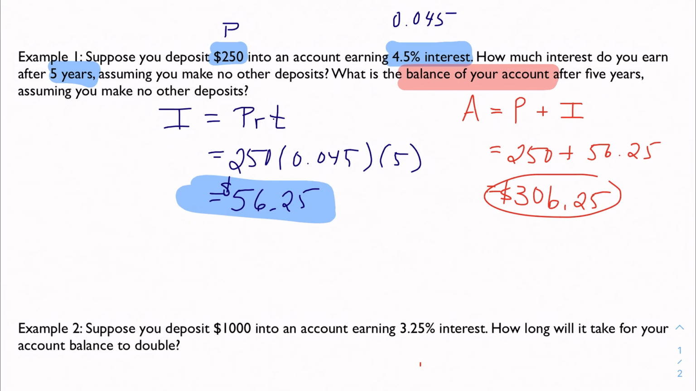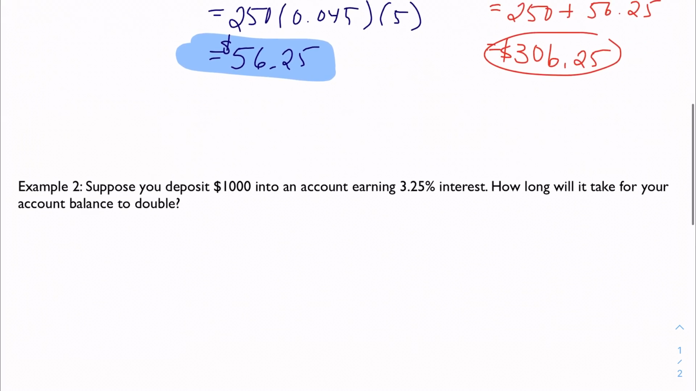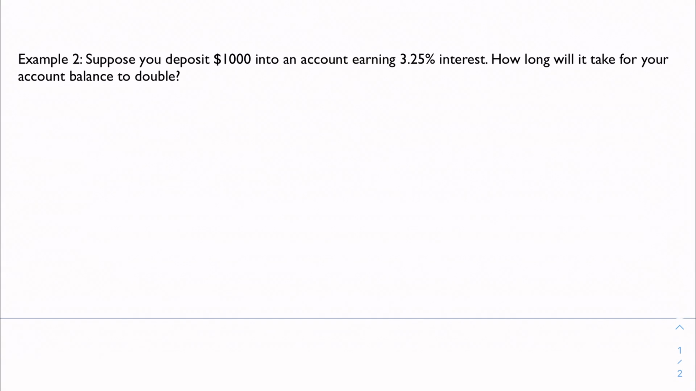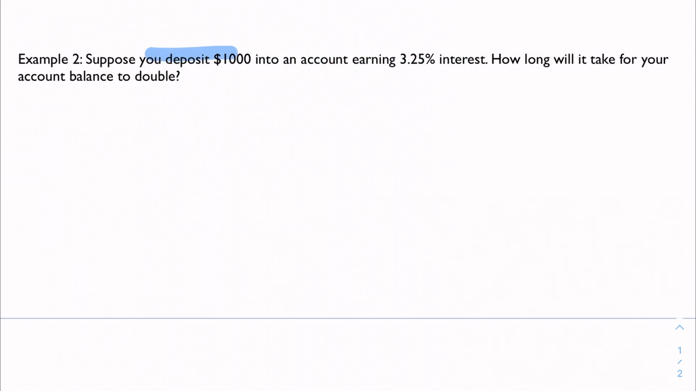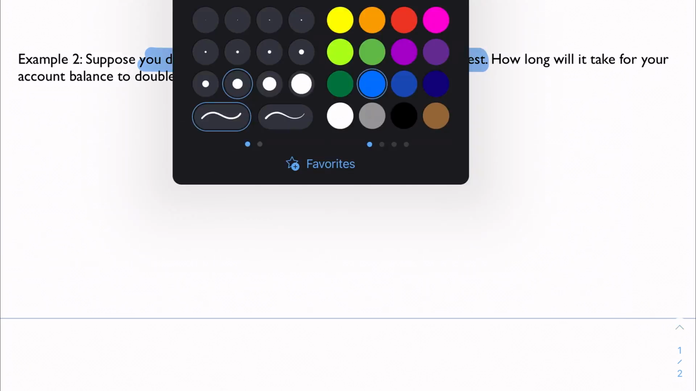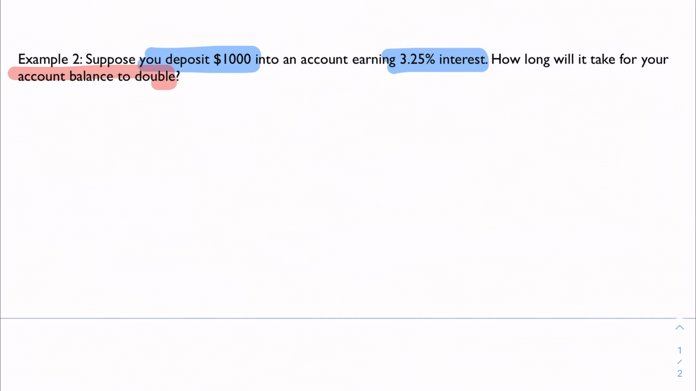One other problem we can look at, just to show that we can solve for other variables. I deposit $1,000 into an account, and that account earns 3.25% interest. So I've deposited $1,000, it earns 3.25% interest, and I want to know how long it will take for my account balance to double.